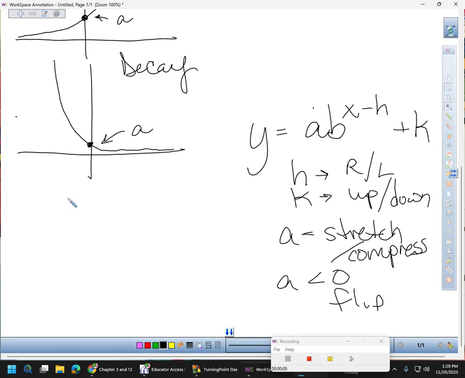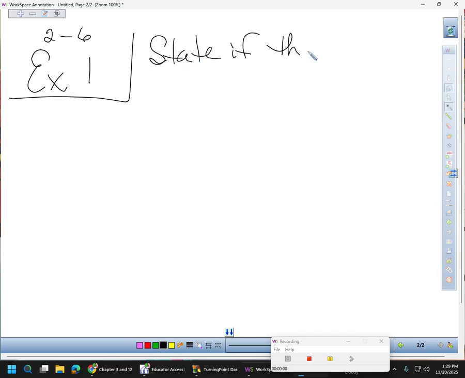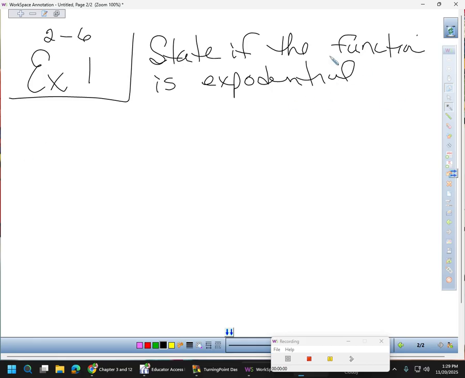So this is the foundation of what we're talking about today. Here is example number 1. At the start of your homework, 2 through 6 today: state if the function is exponential and explain.